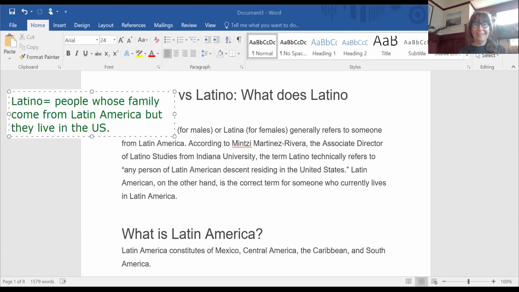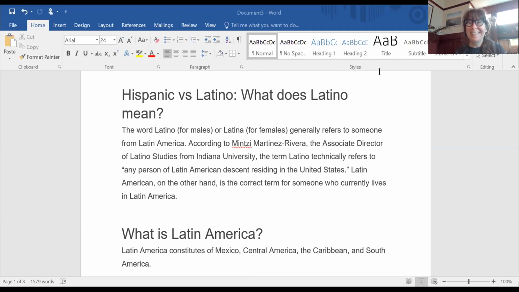So what is Latin America? Latin America constitutes Mexico, Central America, the Caribbean, and South America. So Latin America is a big area. The top of Latin America is Mexico, and it envelops the Caribbean, places like Puerto Rico and Cuba, and then the Dominican Republic and Haiti, and it goes down into Central America, and then down into South America. So it's a huge, huge area of land. All right, let me clear that and try moving down.